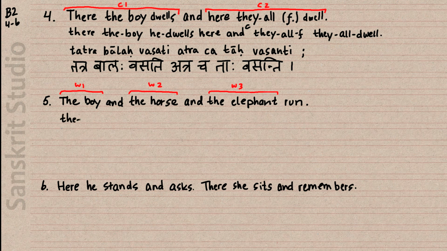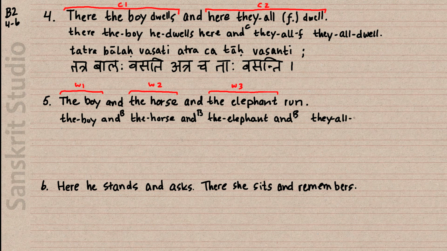So the boy, we are grouping "the boy" and syntax B, the horse, and syntax B, the elephant, and syntax B, and they are running. And how many are there? The boy and the horse and the elephant, that makes 3, so it's plural, so they all run. Otherwise, if they only were 2, we would have dual, they 2 run, but in this case we have 3.